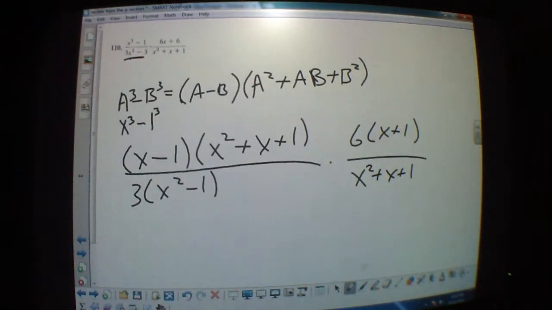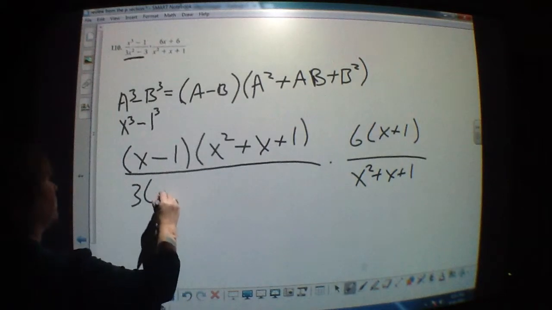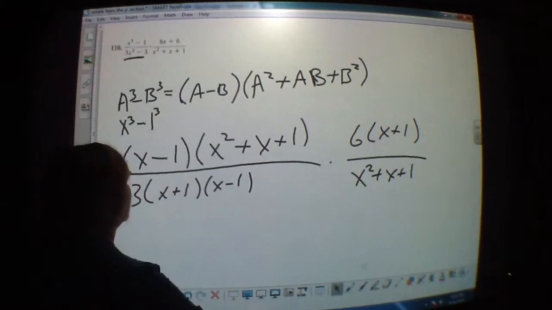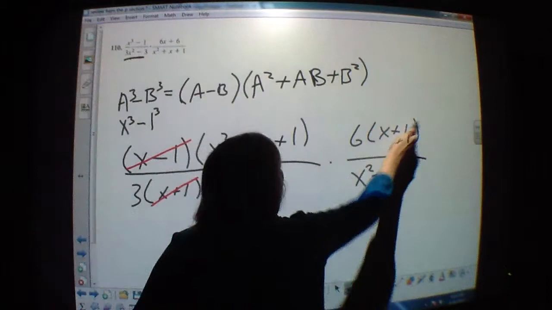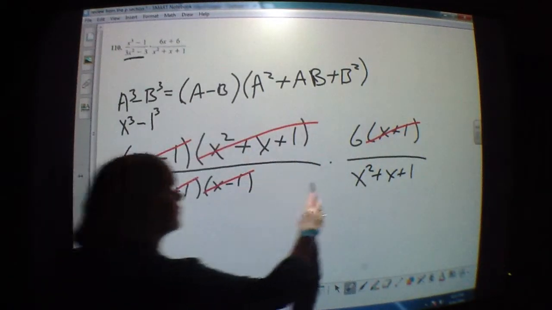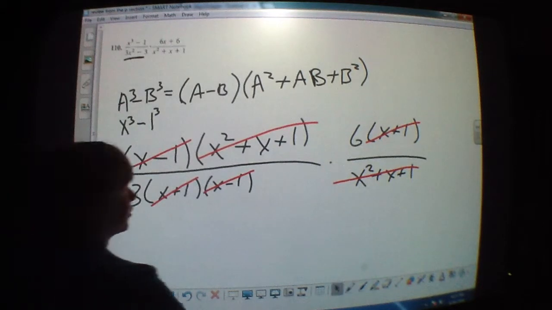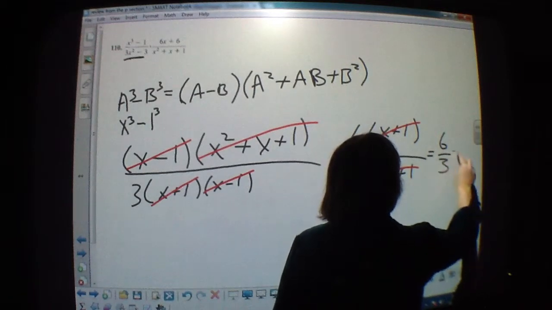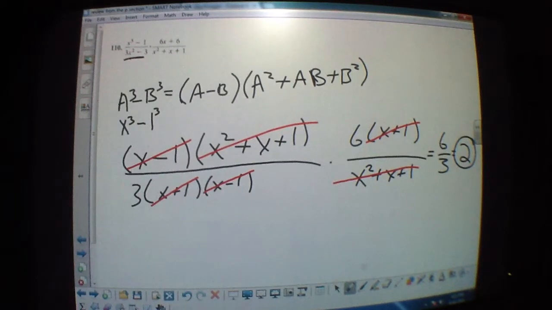The only thing that you need to factor now is x squared minus 1. And let me just factor that right now. That factors into x plus 1, x minus 1. Let's simplify. x minus 1, x minus 1, x plus 1, x plus 1, your x squareds. And I'm left with 6 over 3, which is 2. Done.